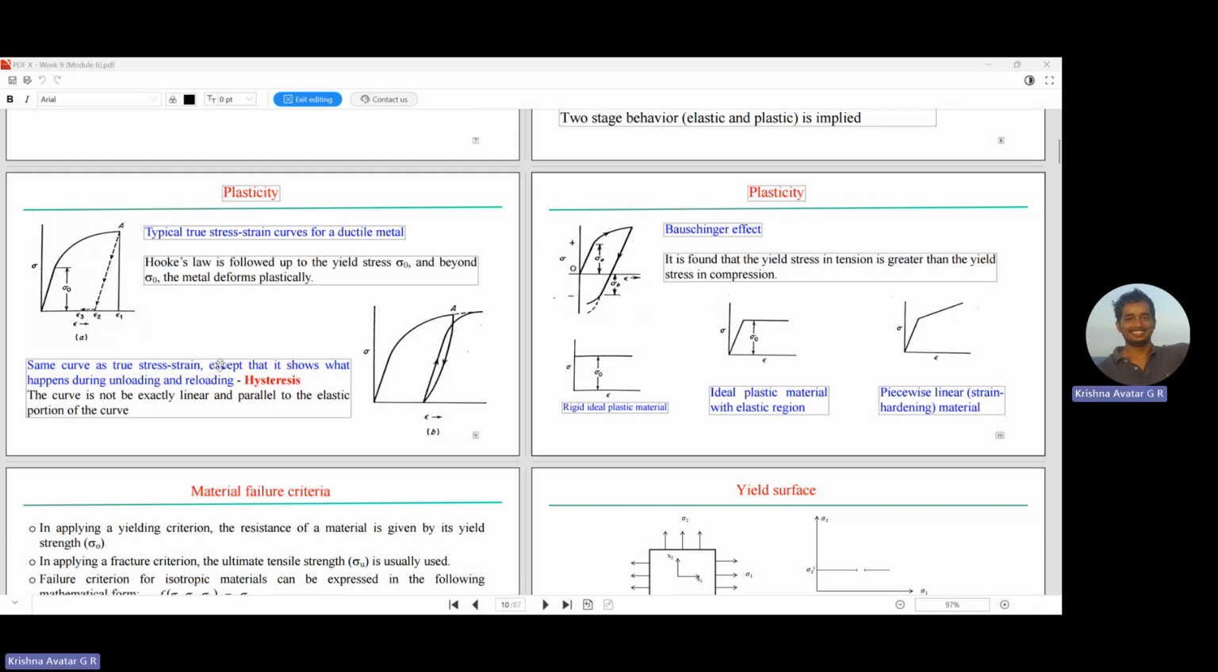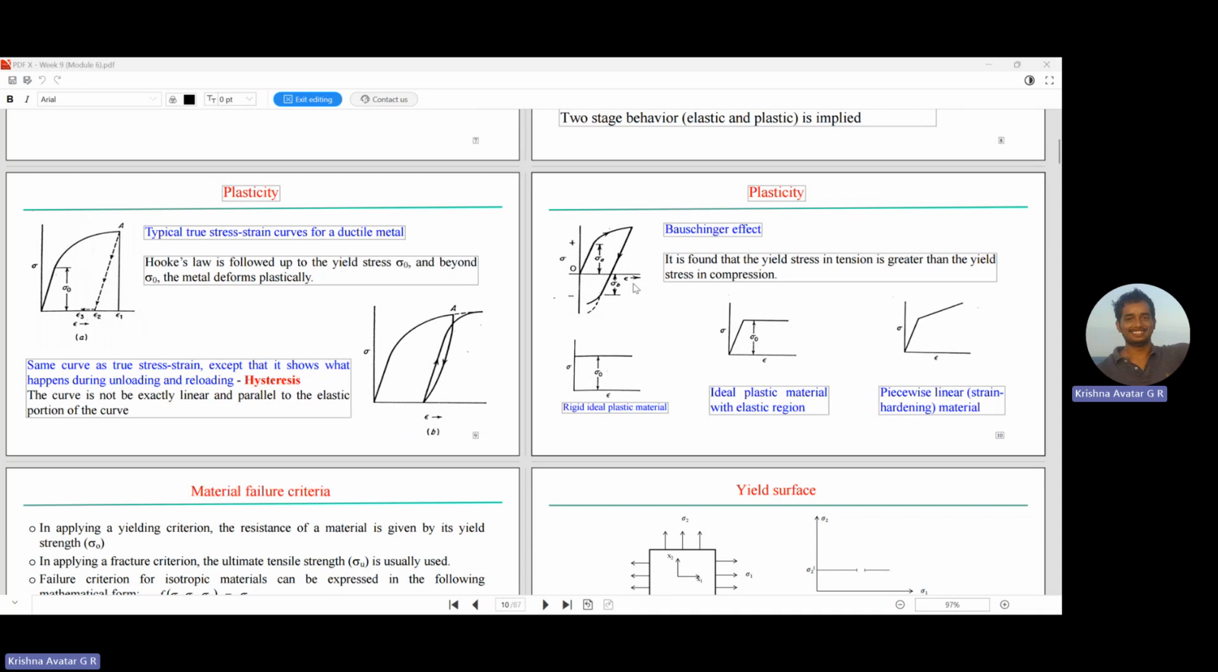And this curve will not be exactly linear and parallel to the elastic portion of the curve, right? Now we come to the Bauschinger effect. In the Bauschinger effect, it's found that the yield stress in tension is greater than the yield stress in compression. Now I'll ask, why does it happen?